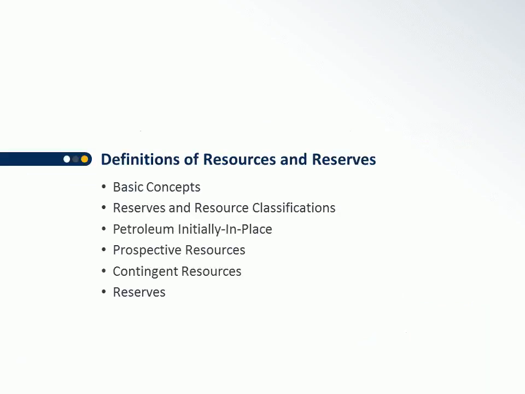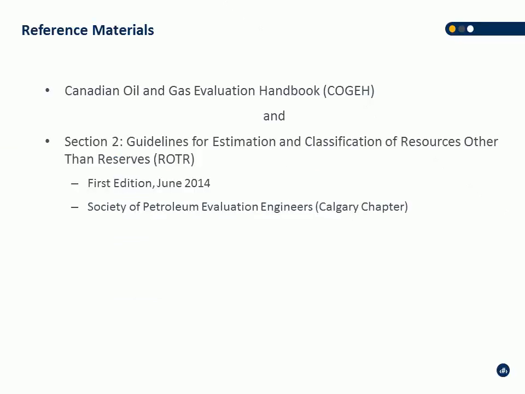Just to start out, I'll start with some basic concepts, then I'll move into the classifications, which is talking about that box that we saw in the last presentation. Talk a bit about Petroleum Initially-In-Place, the resources, and finish it off with the official definitions of reserves. The reference materials, all the information in the next two presentations, are coming out of the Canadian Oil and Gas Evaluation Handbook, and I've specifically outlined a section that was added in 2014 for resources other than reserves, which is really getting into unconventional play types and expanding definitions to account for unconventional evaluations.